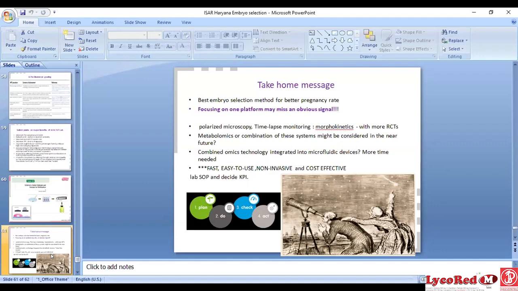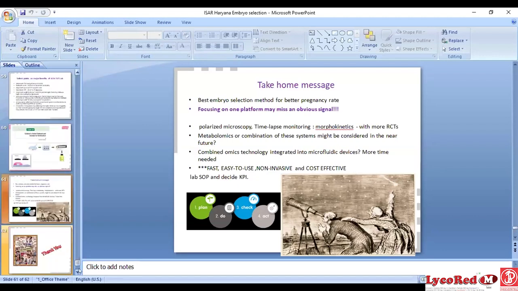Omics is the future. But to me, any technique which we use in the IVF lab should be fast, easy to use, preferably non-invasive, and in India, of course, cost effective. Besides that, the lab SOP and the KPI, key performance indicators, should be kept in mind by every embryologist for good quality embryos in the lab. So these are the methods for the assessment of the embryo and embryo selection available for an IVF lab.